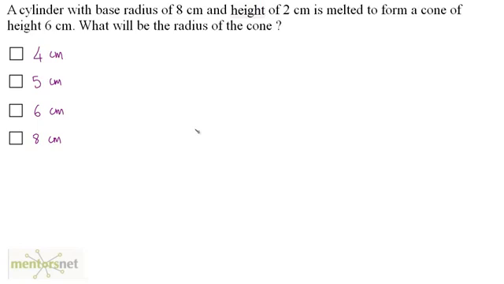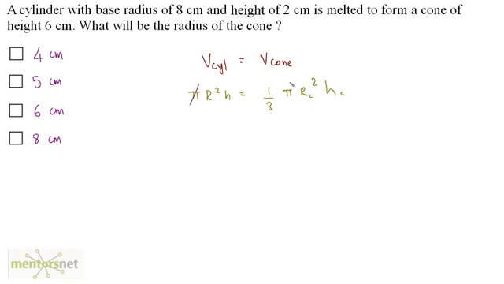Well, the cylinder is melted to form a complete cone. So I can say that the volume of the cylinder is equal to the volume of the cone, right? The volume of a cylinder is pi r square h, and the volume of a cone is 1/3 pi times, let it be, r c square h c. Now we have to find the height of the cone, and we have been given the other values.